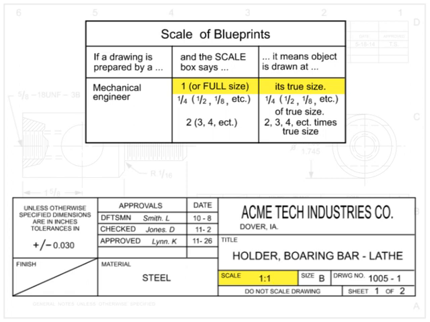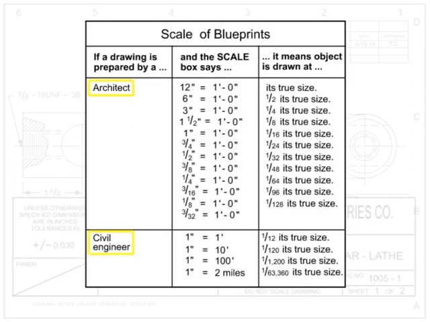1:1 would indicate that the drawing is full scale and that the size on the print is the same size as the part. 1:2 would indicate that the drawing is 1/2 the size of the actual part. 2:1 would indicate that the drawing is twice the size of the actual part. Architects and civil engineers use different types of scales, as shown here.